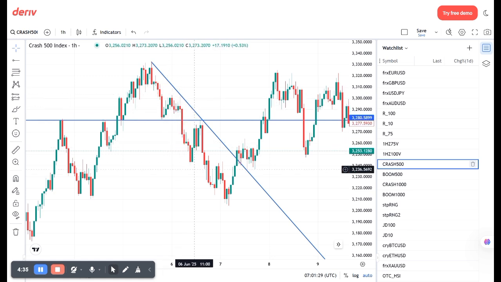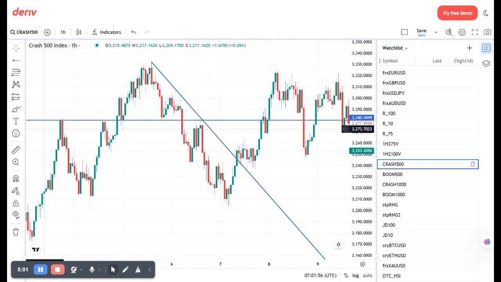So when you are looking for entries, you want to look for safe entries. You want to look for places that will not give you a headache. As we have drawn our support or resistance area, the support tends to be a resistance and it tends to be a support again. Like here, this was a resistance, this was a resistance, this was a support, this was a support.